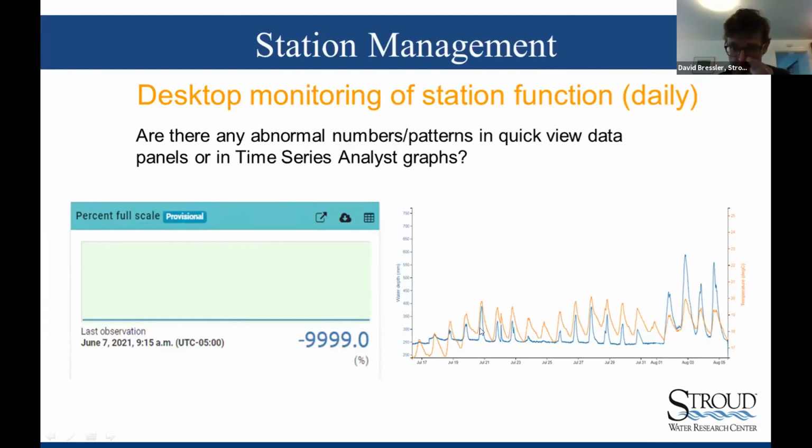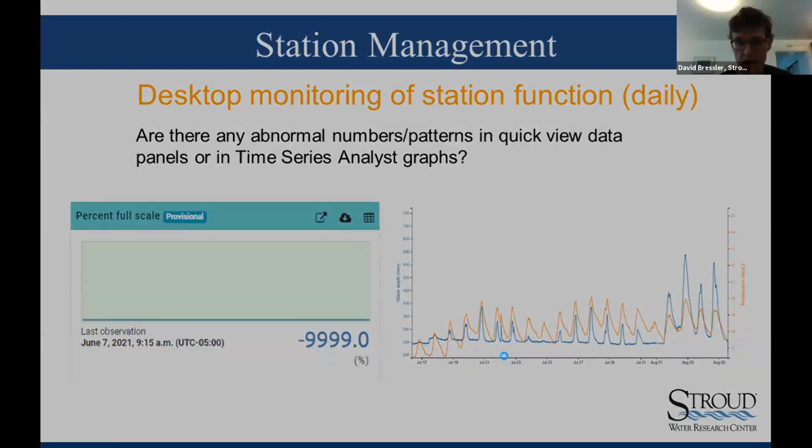And then you can also check the time series to look at data patterns and see what's going on. We have this pattern that often shows up with depth and temperature being directly correlated. That indicates that the CTD sensor has gone bad. So these are just red flags.